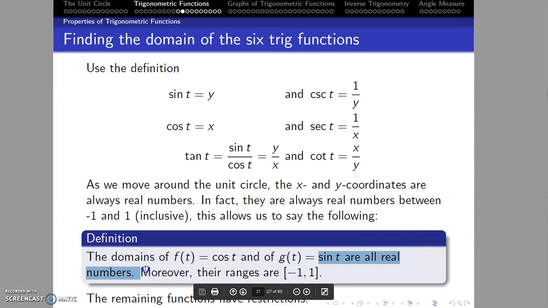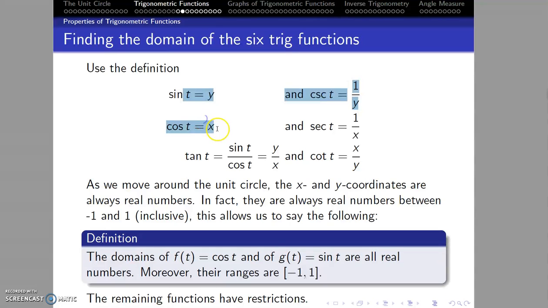Right? All real numbers. And also, because they bounce between negative 1 and 1, like I said, their ranges are going to be negative 1 to 1, which we write that way. Or you could say negative 1 is less than or equal to x, which is less than or equal to 1, however you choose to do it. But that's going to be nice. That's going to be true only for sine and cosine. There are restrictions on all of our remaining functions.